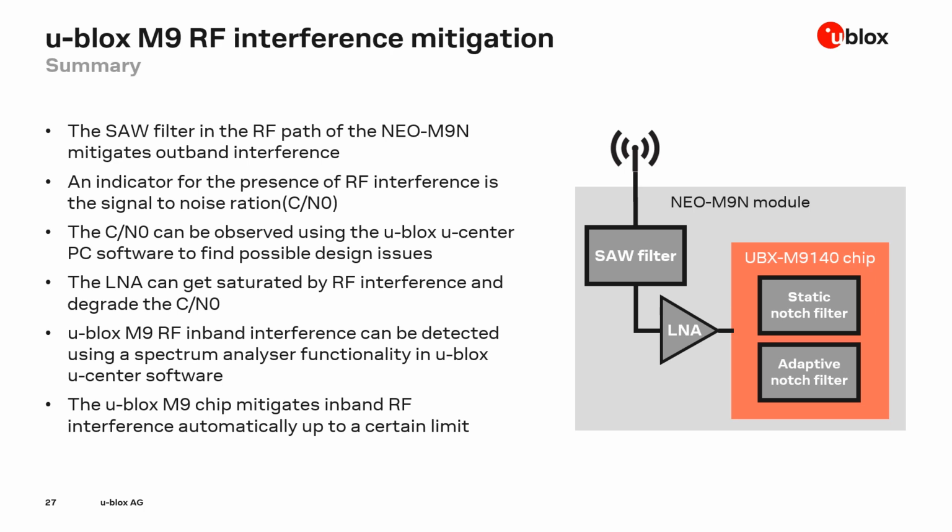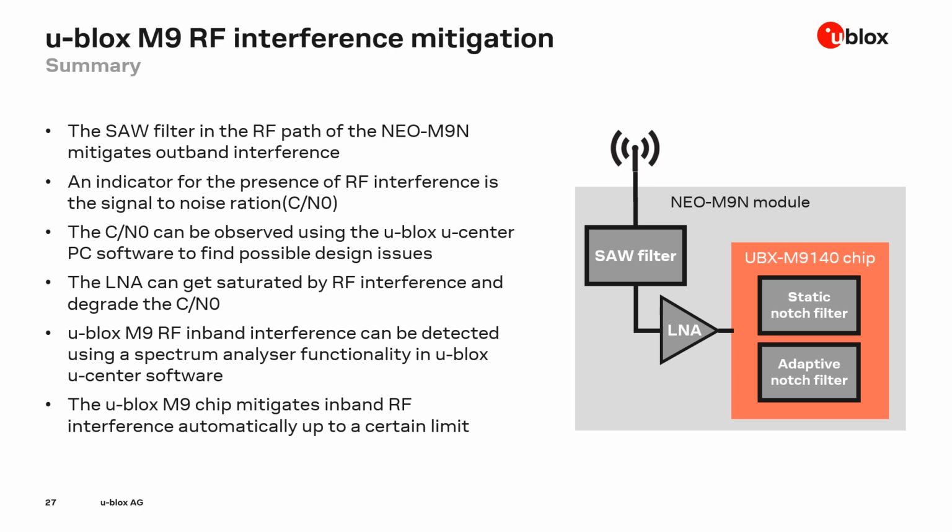So let me summarize the whole seminar now, what we found out here. The SAW filter in the RF path mitigates the out-of-band interference. We had a look at how well this works if we have good filtering there. Then it's also important to mention the signal-to-noise ratio, the indicator for the presence of RF interference. For this, you need the u-center software to have a look at it when you have your board design in front of you.